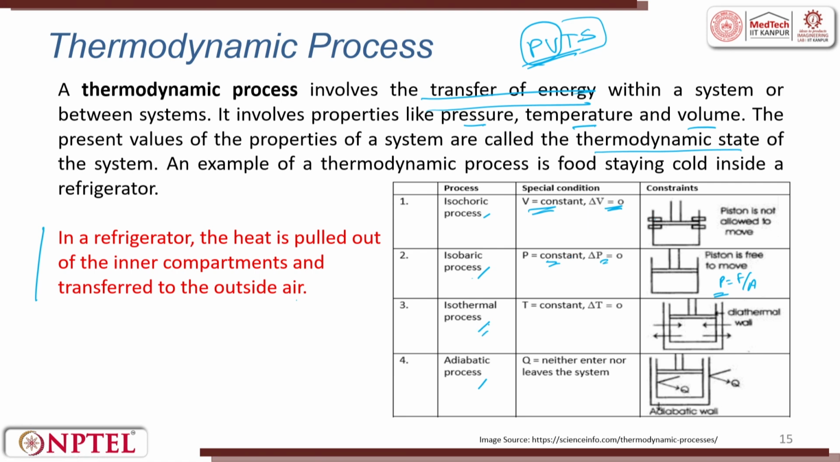When we talk about temperature, it is an isothermal process, delta T is equal to 0. So, when delta T is equal to 0, the temperature of the system is constant. The volume can expand, the pressure can change, but the temperature is always constant.